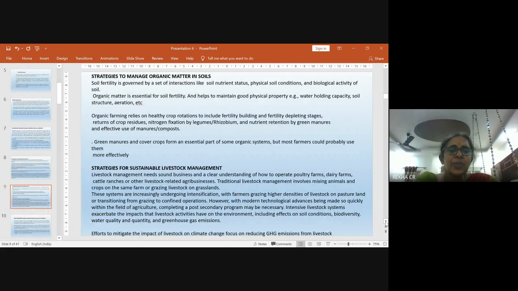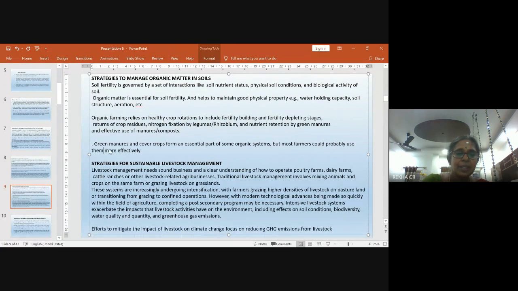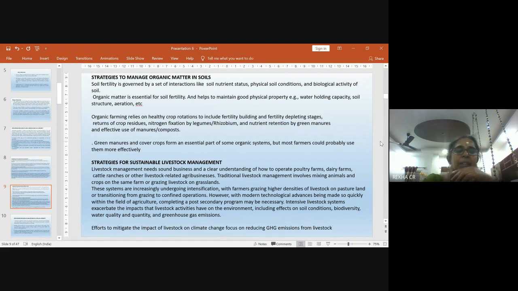So the strategies for managing the organic matter in the soil. See, soil is a mixture. It is a mixture of weathered rock particles and organic matter. So organic matter is the decomposed substance of plant and animal origin. The fertility of the soil is governed by a set of interactions like soil nutrient status, physical soil conditions, and biological activity of soil.